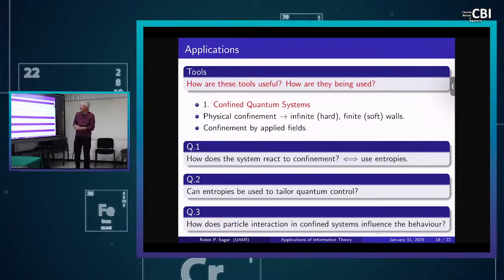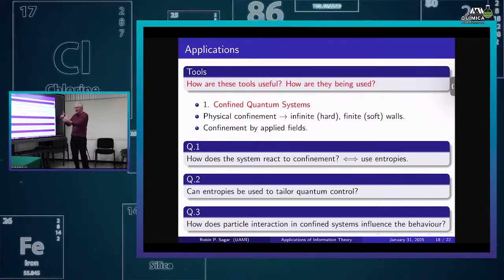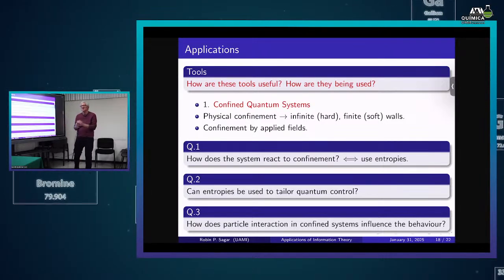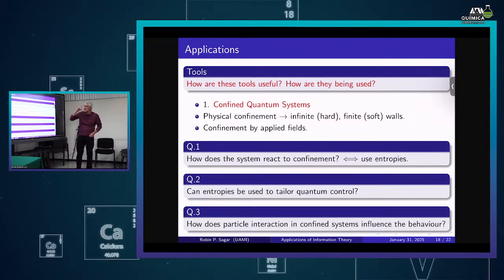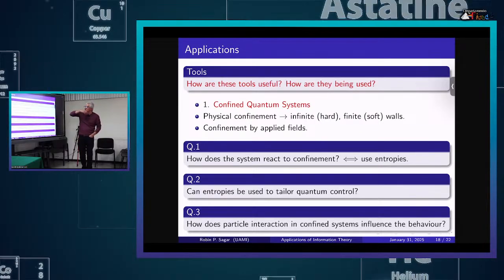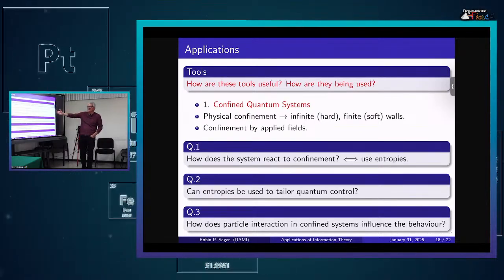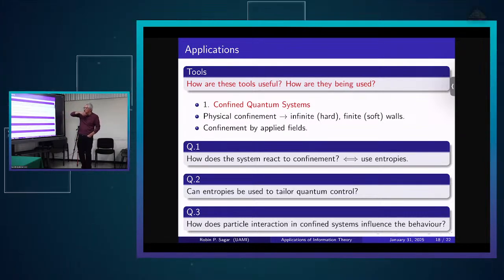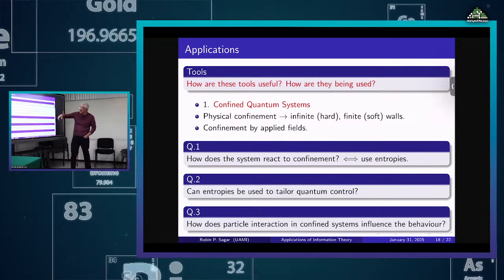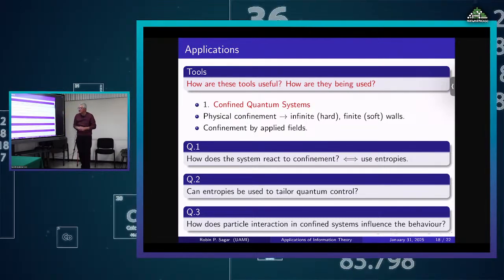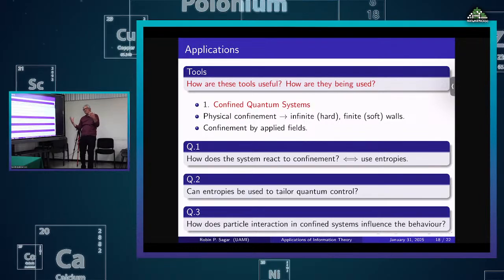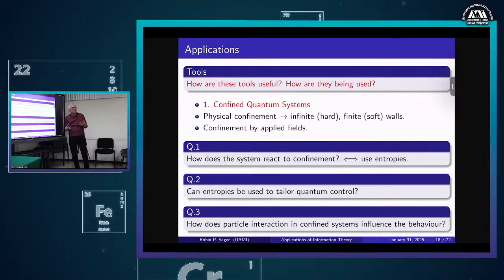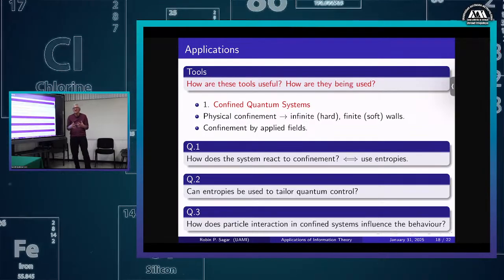So what I'd like to discuss, because I was selected on this day, and this is the day of the confined systems community, are some applications of this in confined quantum systems. How are we using this? Physical confinement. We heard a lot of work on hard confinement and soft confinement. Vinod was talking about confinement when you apply fields. So what are the questions? What are people trying to do? How does the system react to confinement? This is what I was speaking about. Use entropies. Is the system localizing? Is it delocalizing? You can use entropies.